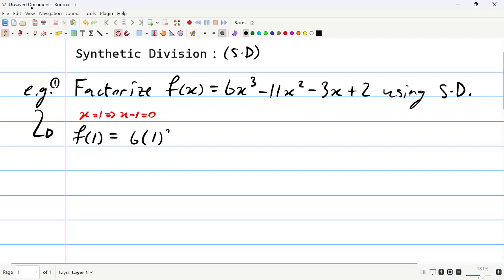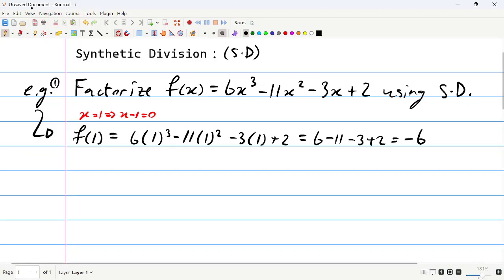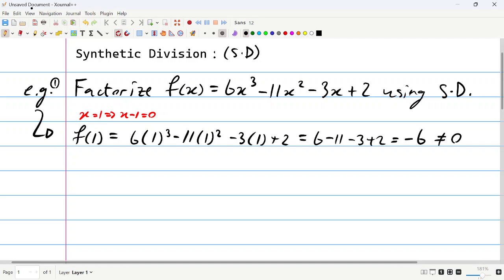So 6 into 1 cubed minus 11 into 1 squared minus 3 into 1 plus 2. What is that equal to? Well, this is just going to be 6 times 1 cubed, which is 6, minus 11 times 1 squared, which is just minus 11, minus 3, plus 2. Negative 11 minus 3 is equal to minus 14. Minus 14 plus 2 is minus 12. Minus 12 plus 6 is just equal to negative 6. But notice that negative 6 is not 0. So therefore, x minus 1 is not a factor.